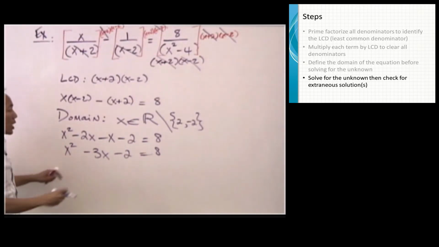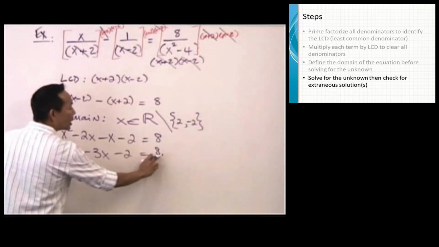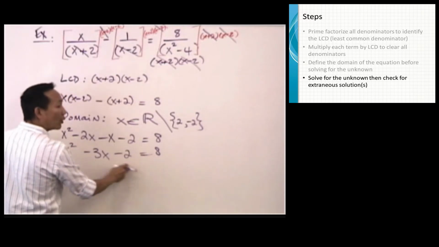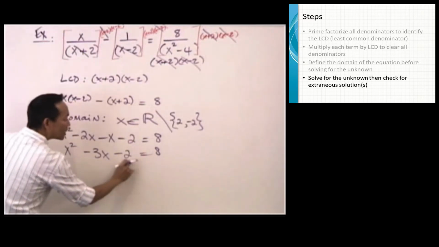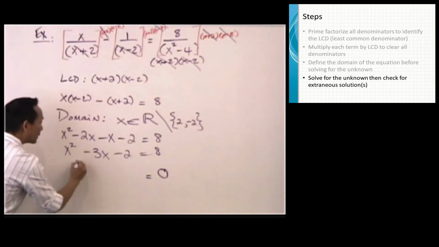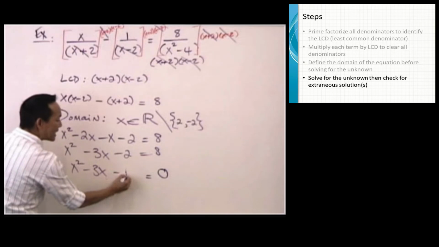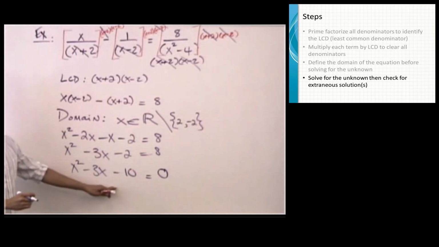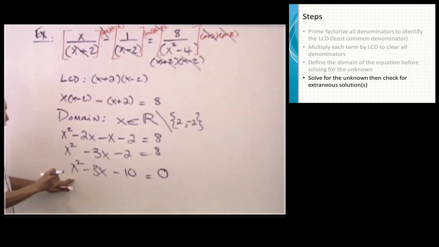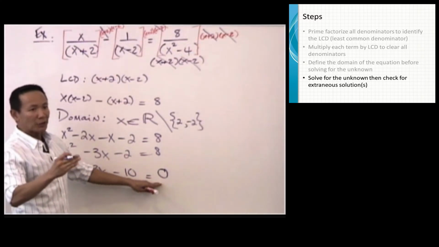In this case, we still have the number 8 on this side of the equation, and you want to bring it over. You want to subtract 8 from both sides of the equation, so you have 0 here, and you have x squared minus 3x, negative 2, take away 8 is negative 10. That is the simplest form of a trinomial. And we set it equal to 0, and we solve by the zero factor property.